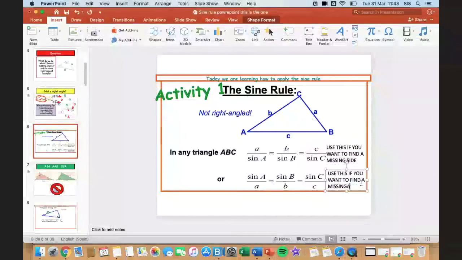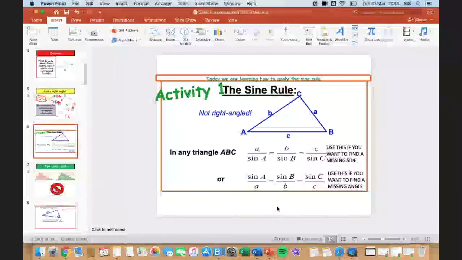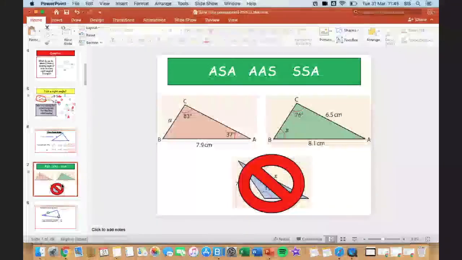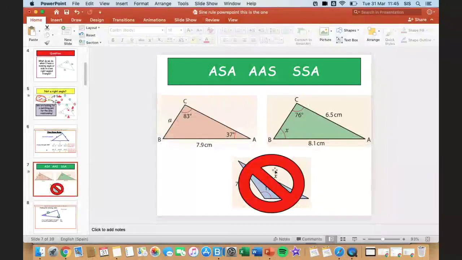Fantastic, missing angle. So I'm going to give you 1 minute to copy that down, make some notes. You might want to copy the second equation down and ask me any questions. I'll still be here. Alexa, start 1 minute timer. 1 minute, starting now.